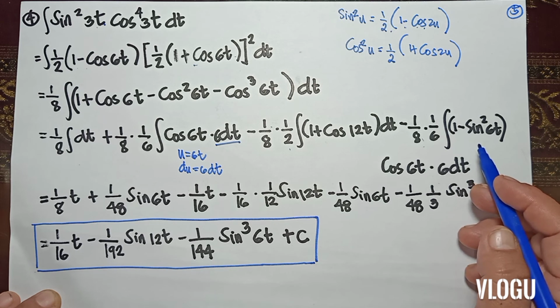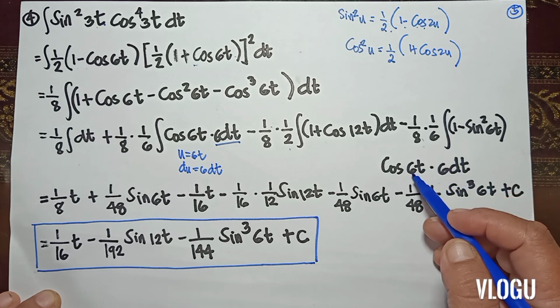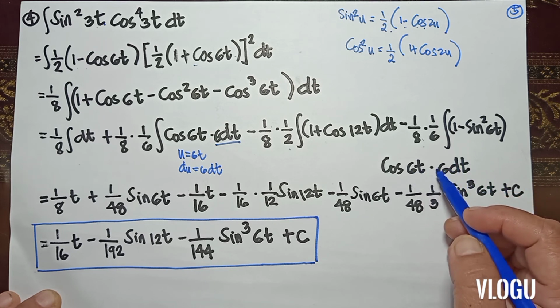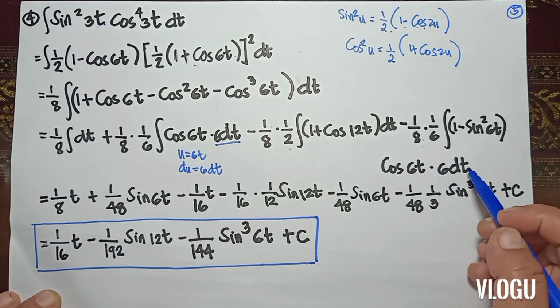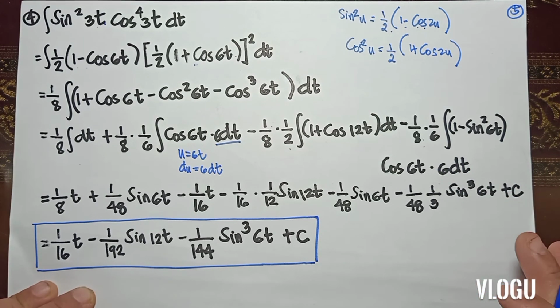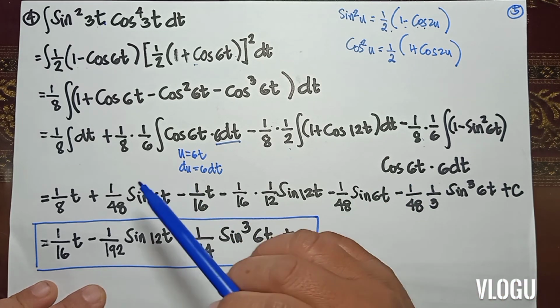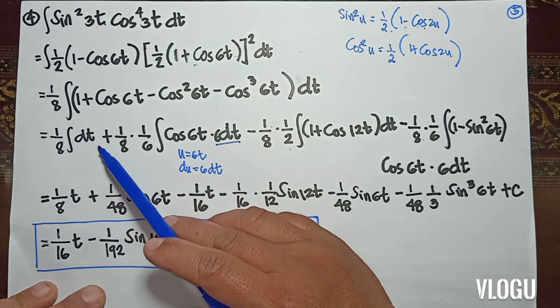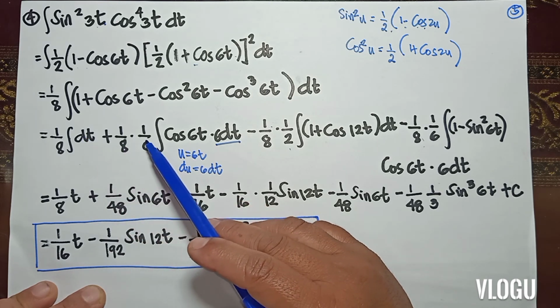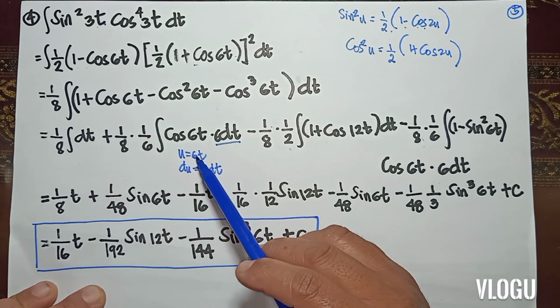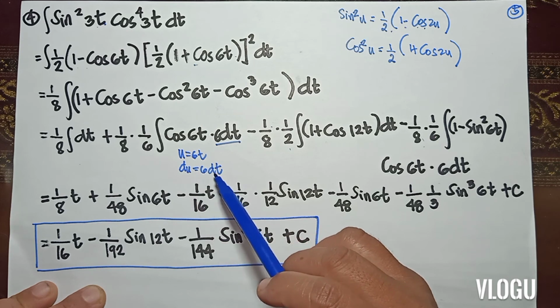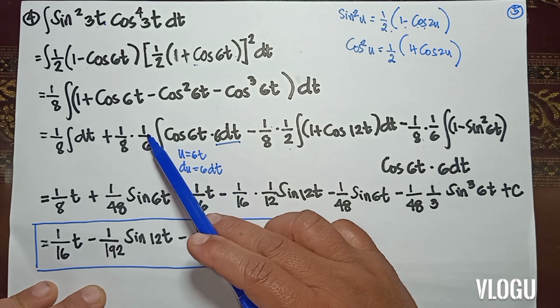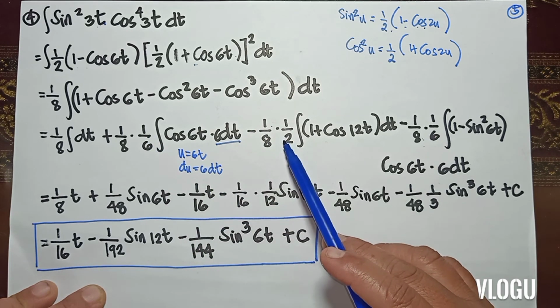So, you will have this one. Multiply cosine 6t, then 6 dt. So, we will have 1 over 8, the integral of dt plus 1 over 8. Then, you will have your u is 6t, so du is 6 dt. So, you will have multiply 1 over 6 outside.